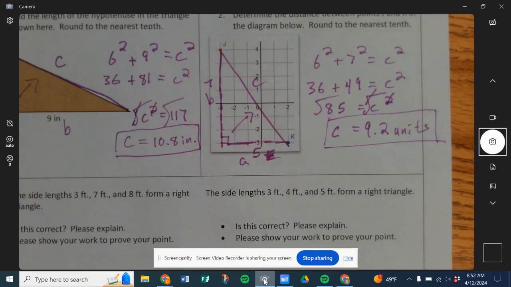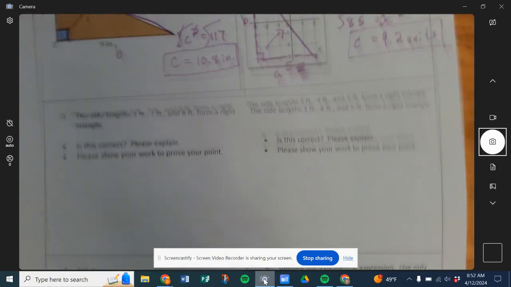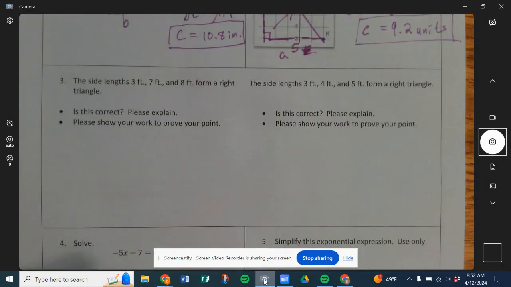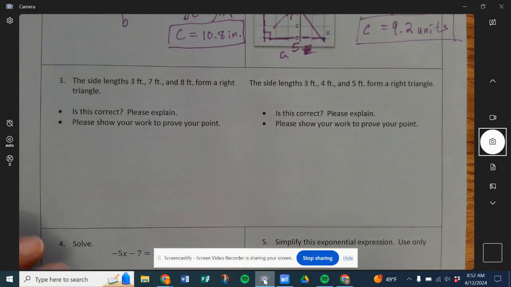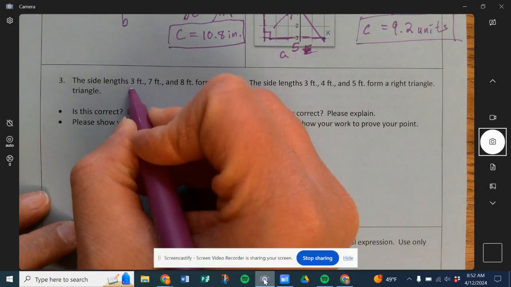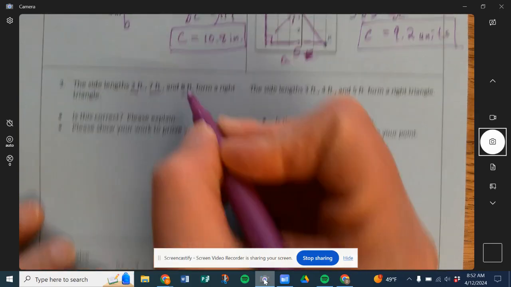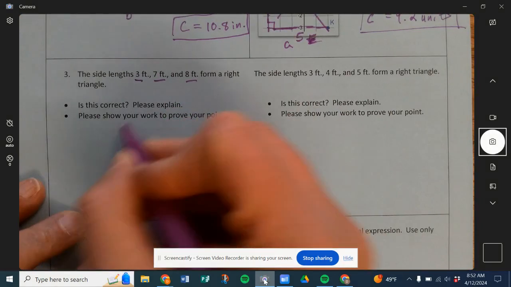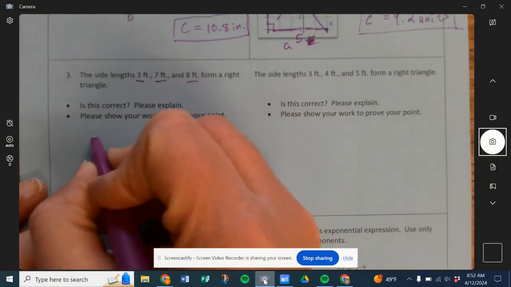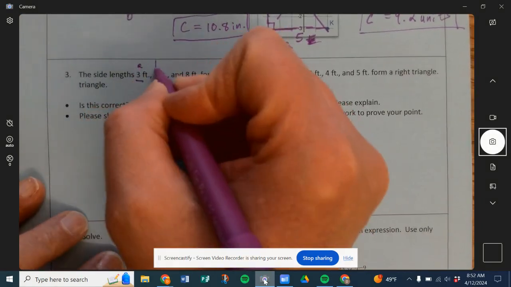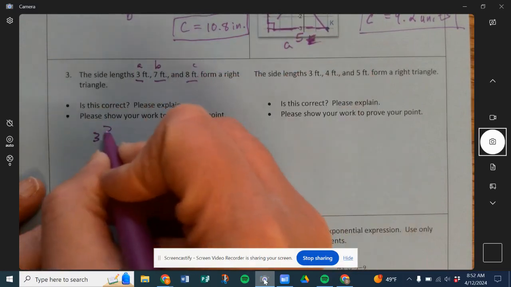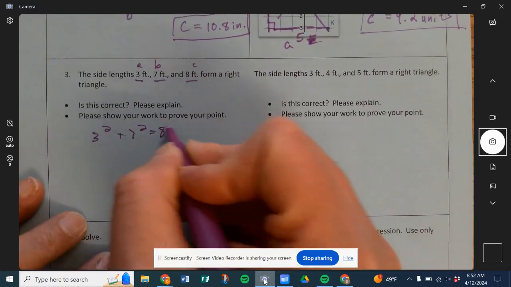Okay, so let's see. Similar here, in that we're using the Pythagorean theorem, but we have 3 numbers instead of 2 numbers, like in the previous 2. So what we're going to do is test to see if this is a right triangle or not. This is my short side, so that'll be A, that'll be B, that'll be C. So it's going to be 3 squared plus 7 squared equals 8 squared.